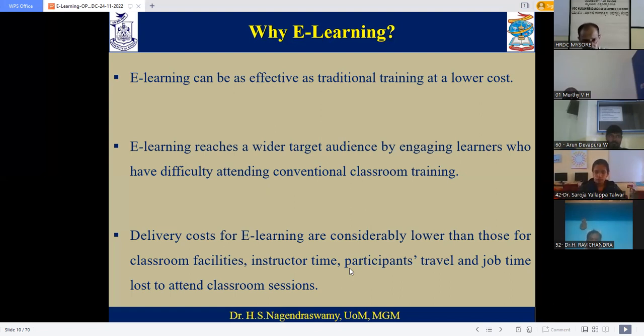So delivery costs for e-learning are considerably lower than those for classroom facilities, instructor time, participant travel, and job time lost to attend the classroom sessions. So even now, many reputed universities like BITS and even the Indian Institute of Science and many other institutions are offering online virtual courses for the students, particularly for the working class people, right?